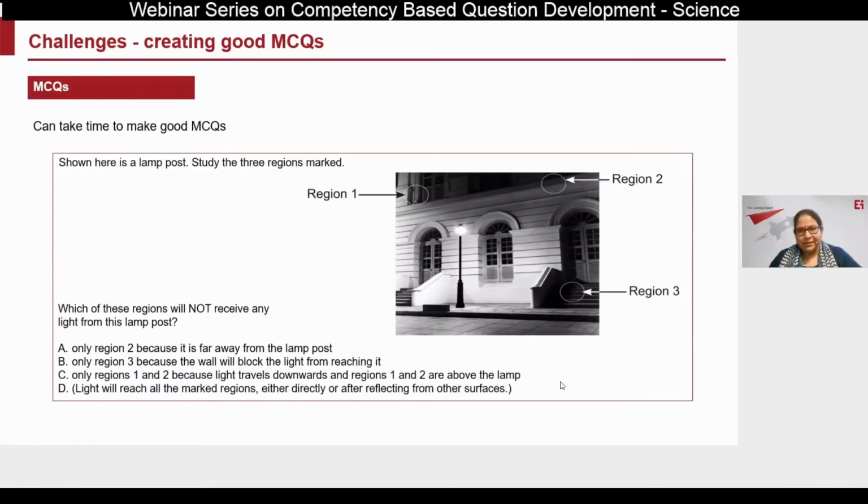What this does in return for me is, if you look at region 1, region 2, and region 3, all these 3 regions are picked from different areas, a couple of them which are directly illuminated, one which is partially in shadow and partially in light. And with that, I'm checking this particular conceptual understanding. So to come up with this question, one is it takes time.